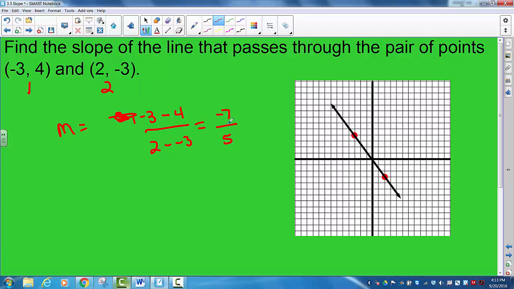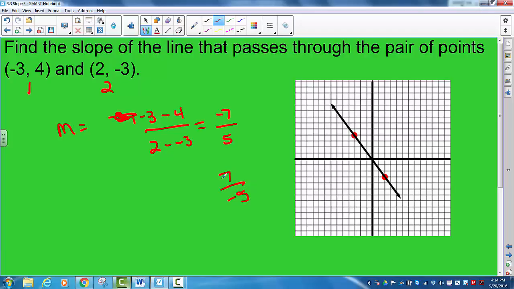So that means that for every 7 that you go down, you go 5 across to the right. So let's try this. 1, 2, 3, 4, 5, 6, 7, 1, 2, 3, 4, 5. So that worked. Now something that's very important here is it doesn't matter where the negative is, okay? You could have had this as 7 over -5, and it's the same slope.